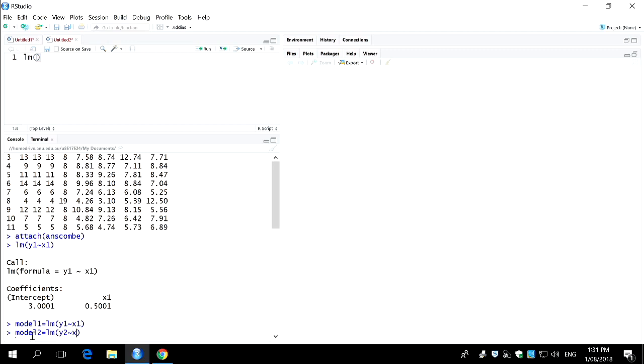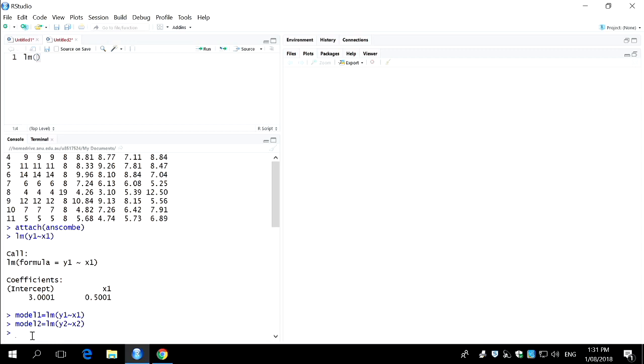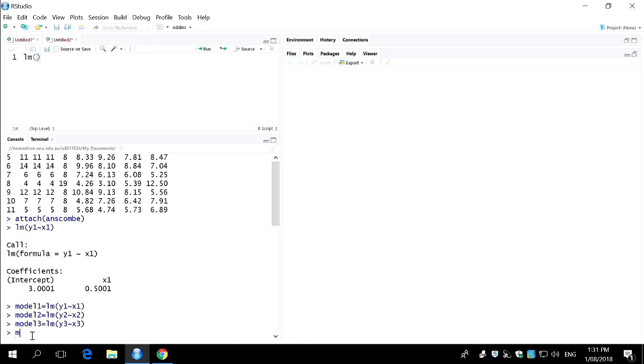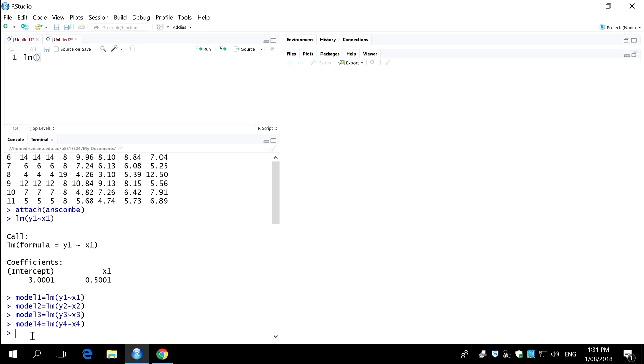But anyway, model 2, if you use R, you type it: y2 ~ x2. Model 3 is lm(y3 ~ x3). And model 4 equals lm(y4 ~ x4). Okay, so I've just fit linear models to each of those 4 data sets.